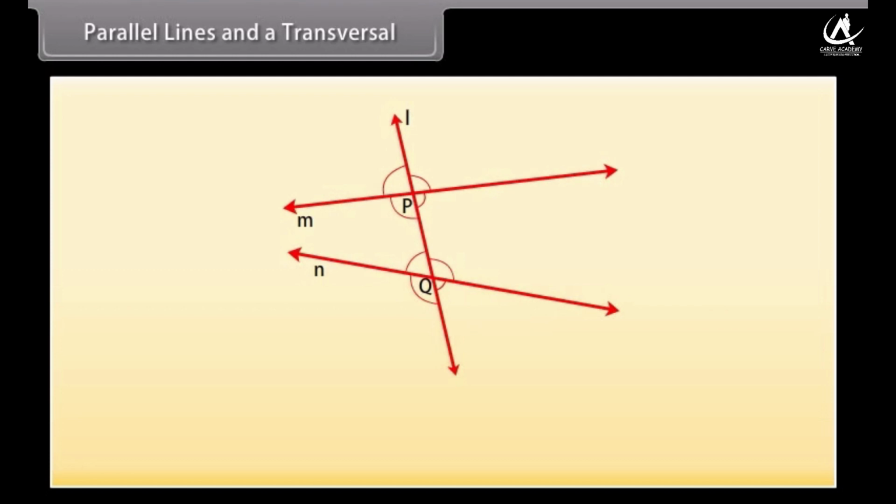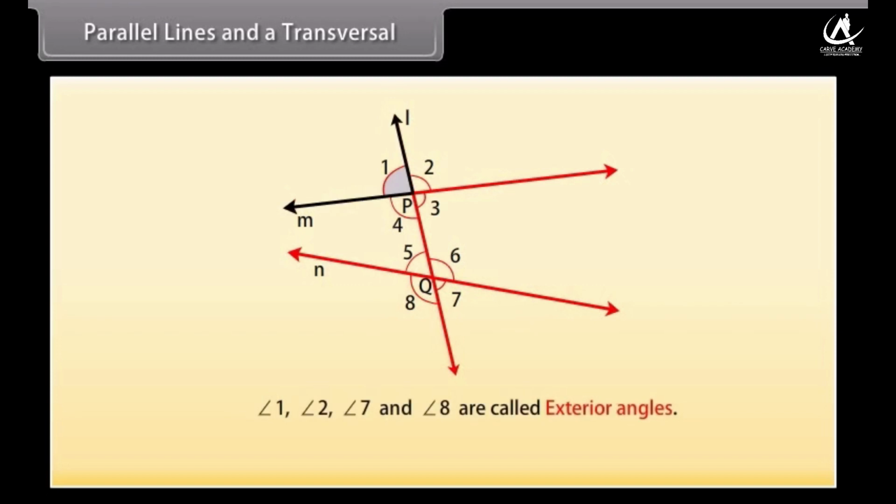Observe that four angles are formed at each of the points P and Q. Let us name these angles as angle 1, angle 2, angle 3, angle 4, angle 5, angle 6, angle 7 and angle 8. Angle 1, angle 2, angle 7 and angle 8 are called exterior angles, while angle 3, angle 4, angle 5 and angle 6 are called interior angles.